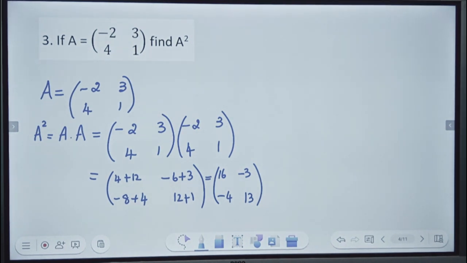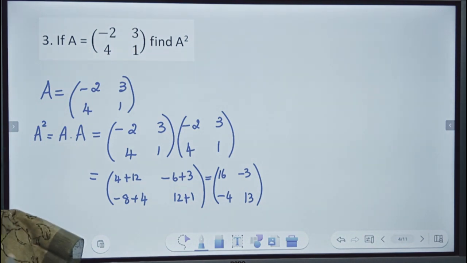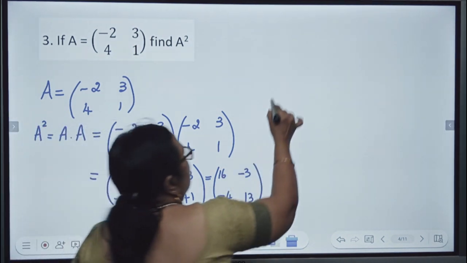So this is the value. This is the matrix A square. What is A square? A multiplied with itself. But this raises one important question: is matrix multiplication commutative? That is what we are going to verify next.